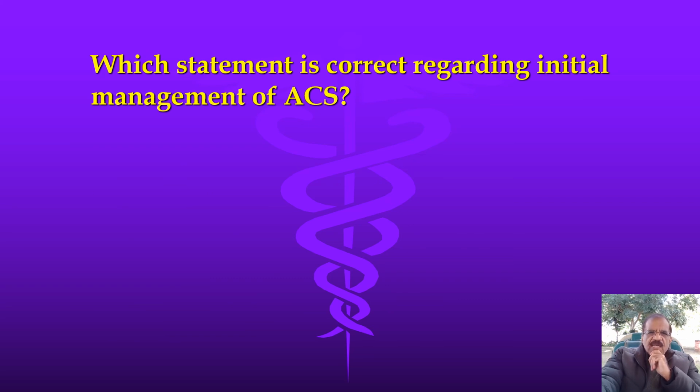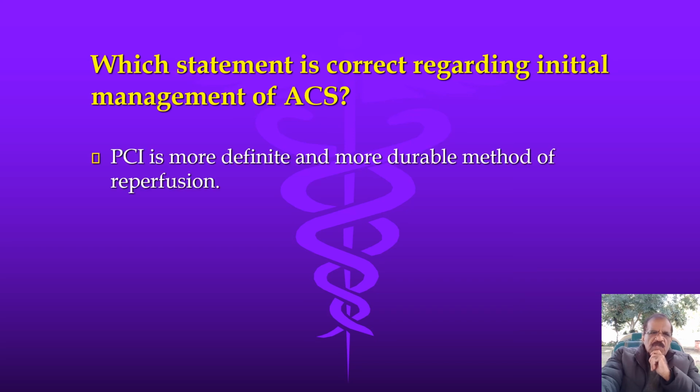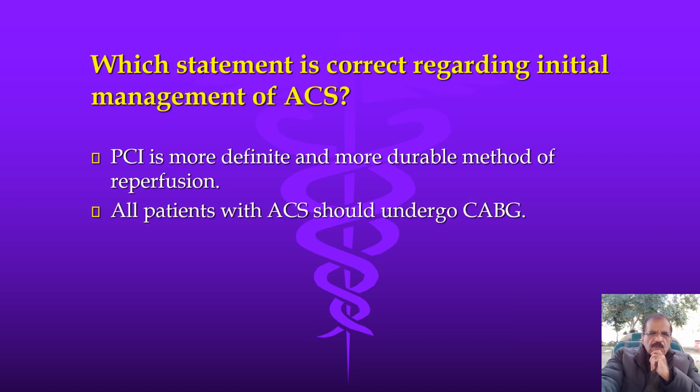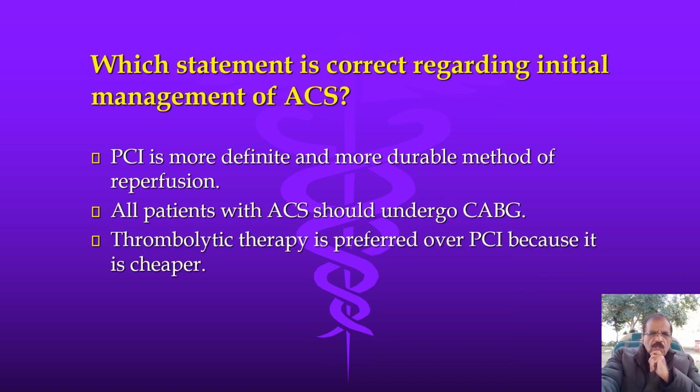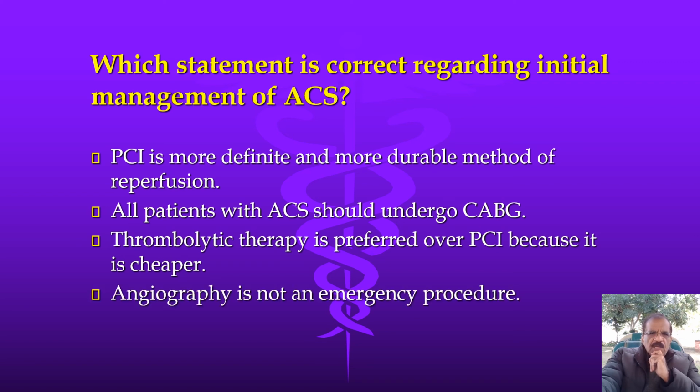Which statement is correct regarding initial management of acute coronary syndrome? PCI is more definite and more durable method of reperfusion. All patients with acute coronary syndrome should undergo CABG, coronary artery bypass grafting. Thrombolytic therapy is preferred over PCI because it is cheaper and readily available. Angiography is not an emergency procedure.